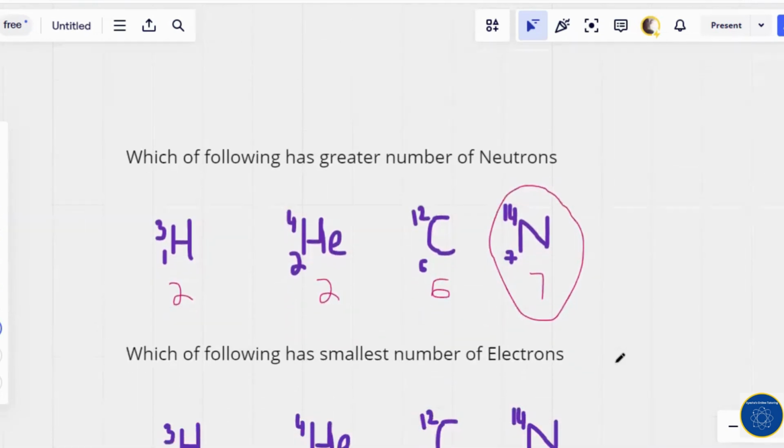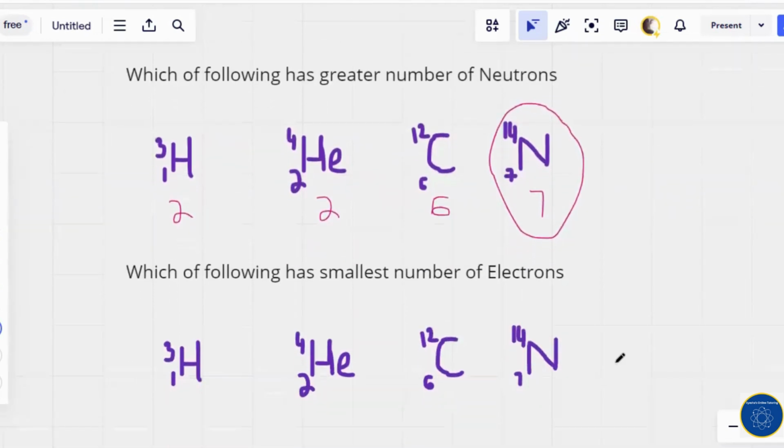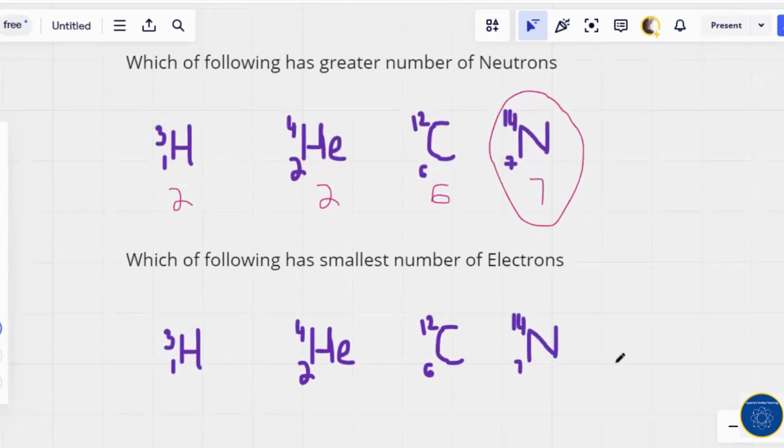For example, the question is now changed. Which of the following has the smallest number of electrons? Don't get confused with this question. We know that the atomic number or the proton number, in the case of neutral atoms, also tells us the number of electrons. So here the atomic number is 1, for this it is 2, for this it is 6, for nitrogen it is 7. So obviously, hydrogen has only 1 electron. So this is the right answer.